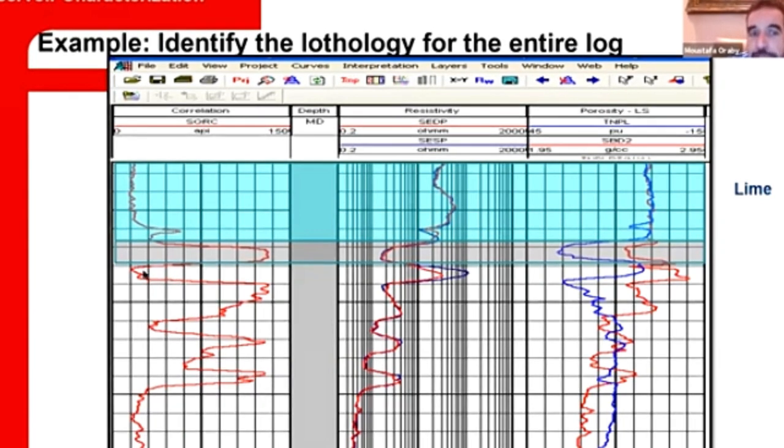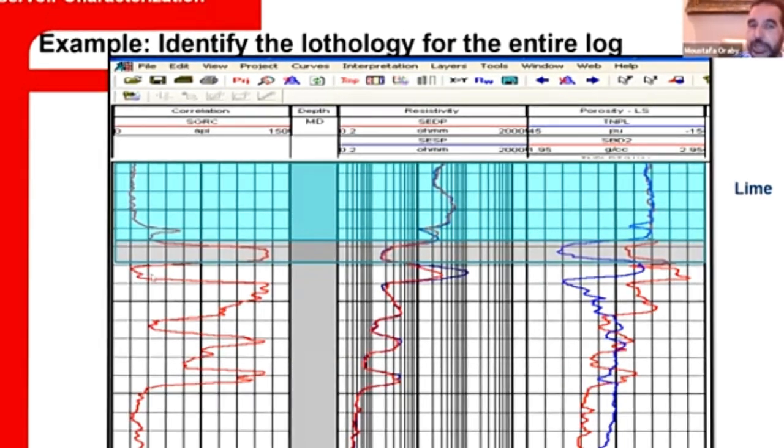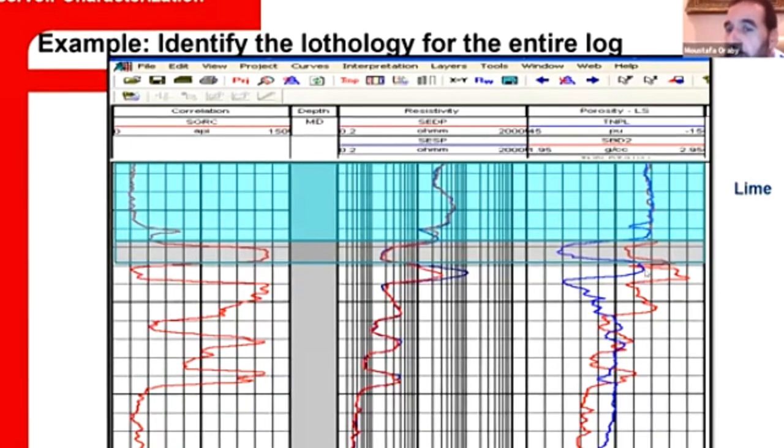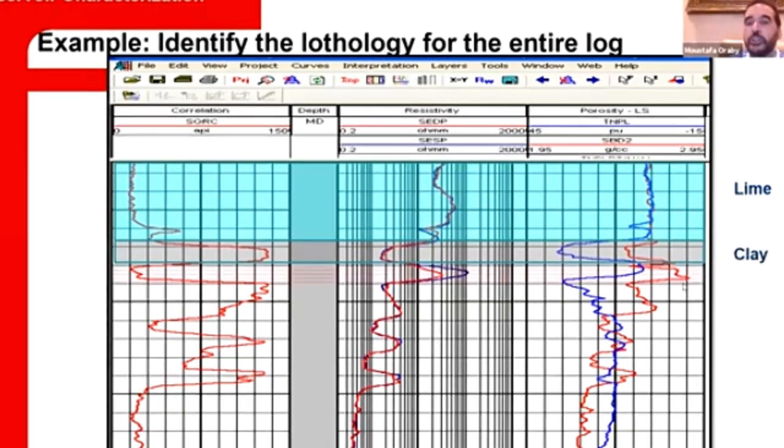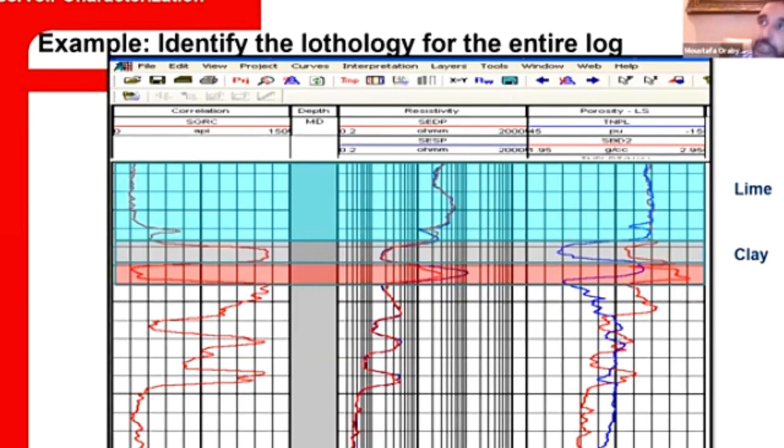Here is a zone that's low gamma ray. Low gamma ray. Look at the neutron density. Neutron is still to the left, and density to the right. Now the same separation of clay, but with low gamma ray. Low gamma ray with the neutron left, density right, it's a dolomite. So this zone has to be dolomite. Very clear. No ambiguity. Okay? So I know now how to identify where is the clay, where is the lime, where is the dolomite.